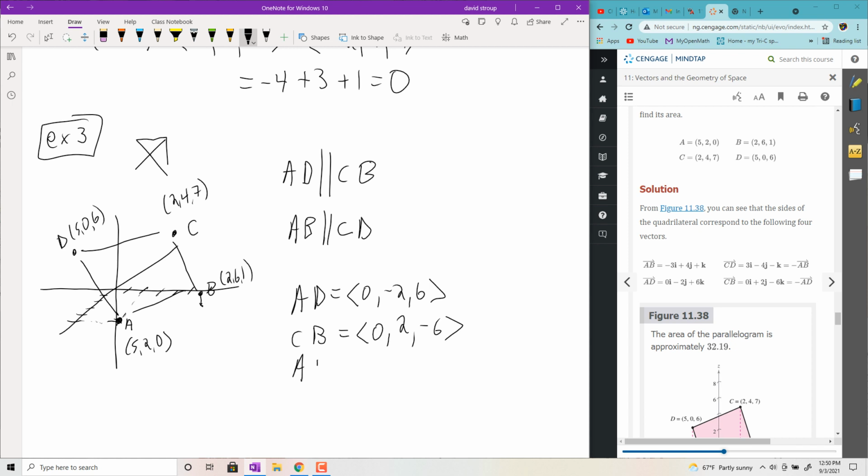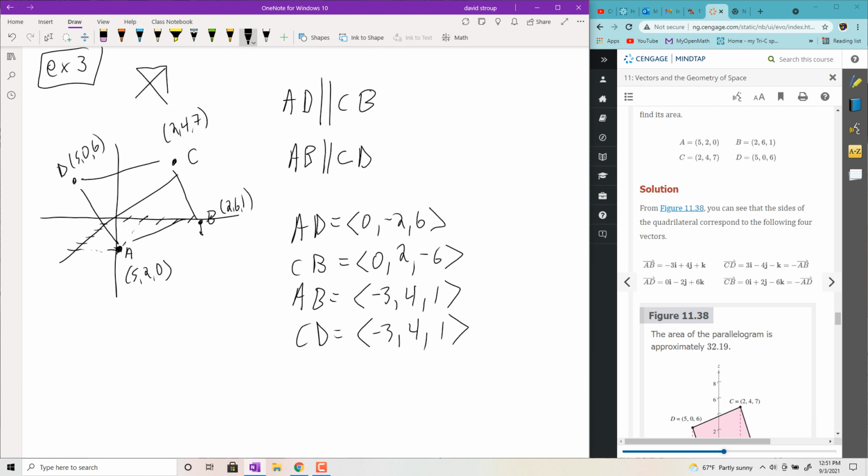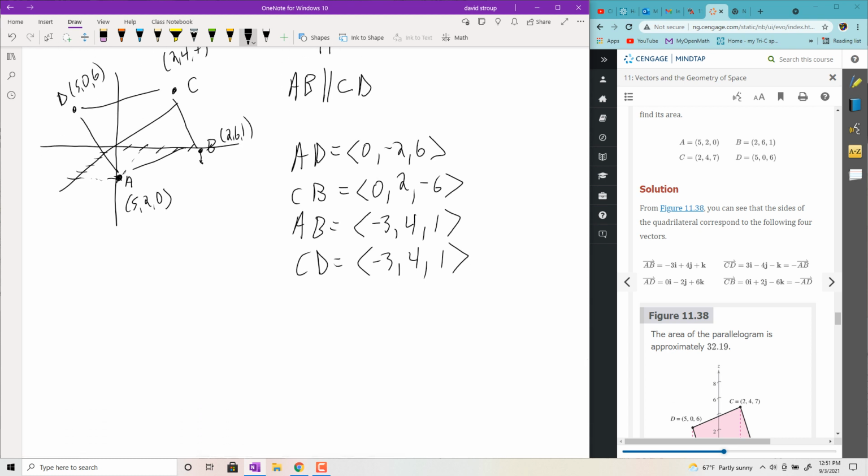And then you get AB. So AB is going to be 2 minus 5 is negative 3, 6 minus 2 is 4, 1 minus 0 is 1. And then we need CD: 2 minus 5 is negative 3, 4 minus 0 is 4, 7 minus 6 is 1. Those are exactly the same, so they are definitely parallel, so it's a parallelogram. And then we need to find the area of the parallelogram. To get the area, I would take AB and AD and get their cross product. So AD cross AB.